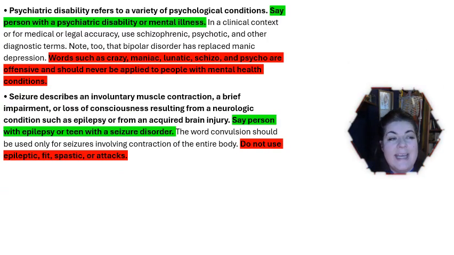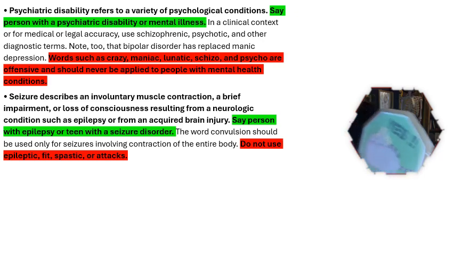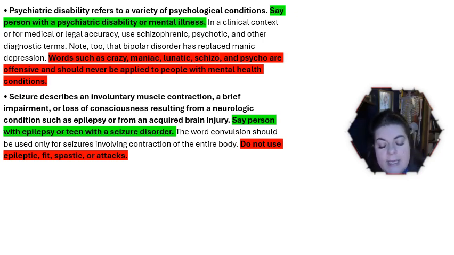All right, psychiatric disability refers to a variety of psychological conditions. Say person with psychiatric disability or mental illness. Although in some contexts, mental illness can be taken a little bit strongly by those suffering from it if they feel any sense of shame. I would just notate a psychiatric pathology, psychiatric disability.